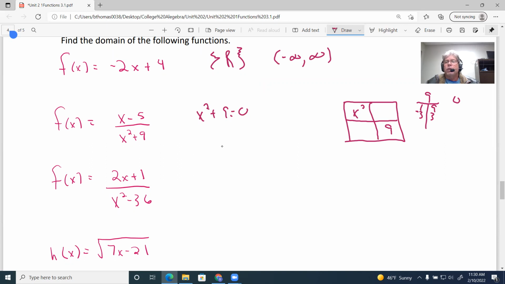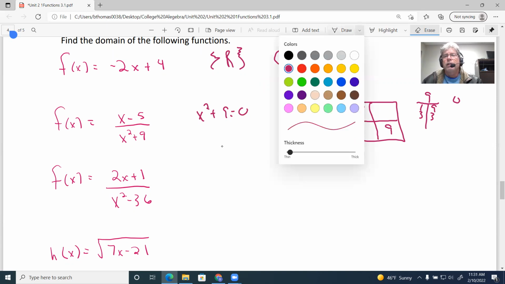So we can't just make one of them negative. We have to make them both negative, and a negative plus negative is not going to give me that. A -3 plus -3 is not going to give me 0 either. So what we pick up on is this is not factorable.